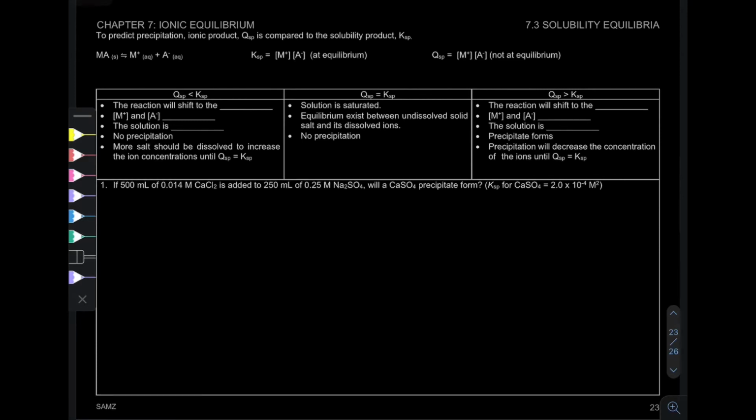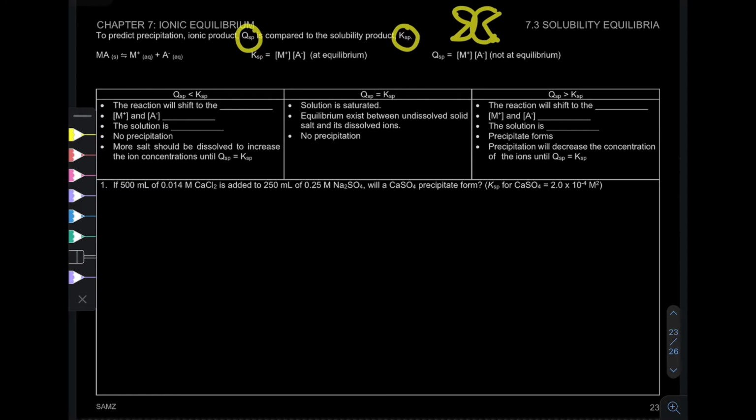Okay, next we will look at ionic product. So it is QSP. Previously, the term Q we already saw in chapter 6 when we compare Q and K. When we compare Q and K, because we did the pacman, smaller than, bigger than, we use it to determine the equilibrium, whether it shifts to the left or shifts to the right.